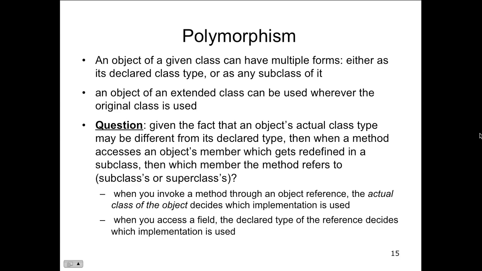So, question: given the fact that an object's actual class type may be different from its declared type, then when a method accesses an object's member which gets redefined in the subclass, which member does it refer to? Well, the current object, long story short. So when you invoke a method from an object reference, the actual class of the object, its current type, its current class, decides which implementation is going to be used, by what's visible to the current object.